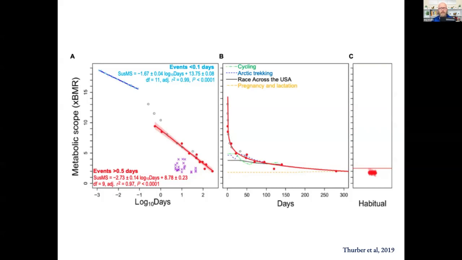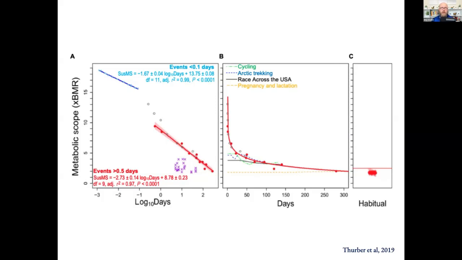And so what's really interesting about this is we like to frame energy expenditure in terms of metabolic scope as our units. And it's really simple. Metabolic scope is your total daily energy expenditure divided by your basal metabolic rate. So if your basal metabolic rate is 1,500 calories per day and you're burning 3,000 calories per day, your metabolic scope would be 2. 3,000 divided by 1,500 is 2.